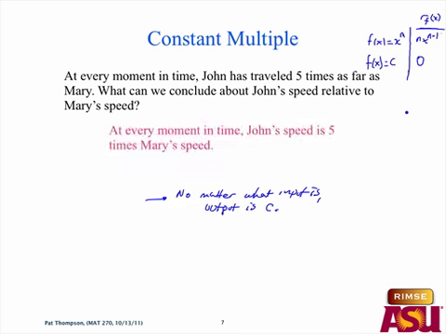Okay, next one. So next rule, constant multiple rule. At every moment in time, John has traveled 5 times as far as Mary. What can we conclude about John's speed relative to Mary's speed?